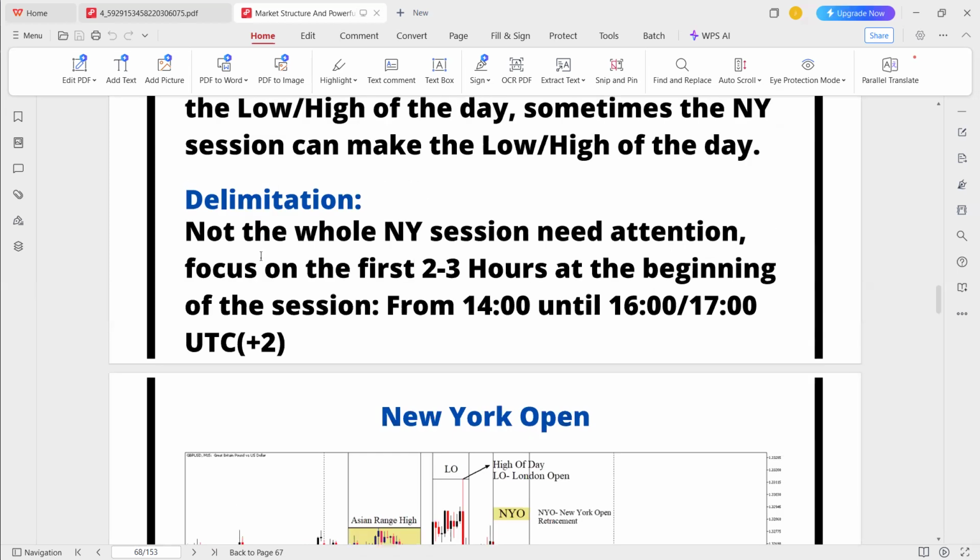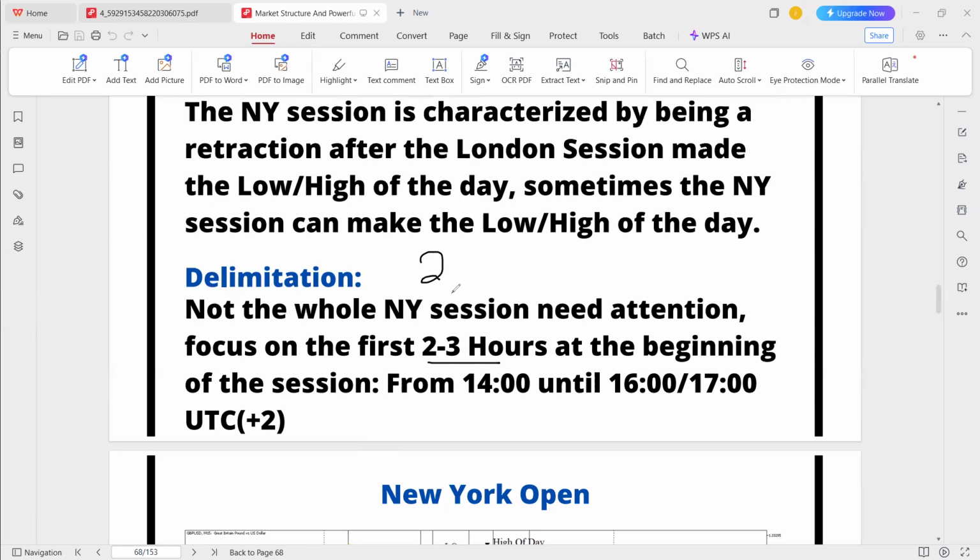So delimitation, not the whole NY session needs attention. Focus on the first 2 to 3 hours at the beginning of the session, from 2 p.m. until 4 p.m. UTC plus 2. And again, I'll agree with the author here. Personally, I usually trade 2.5 hours from the opening of the New York session. That's my sweet spot time to look for setups. So when we eventually go to the actual charts, I'll show you guys what I look for and how I mark my trading times as well.